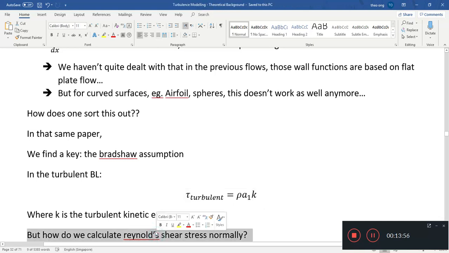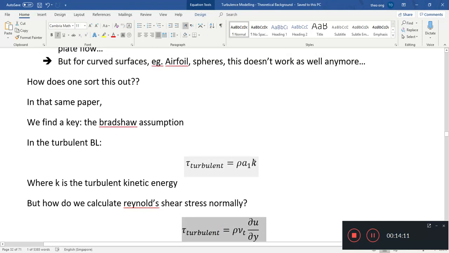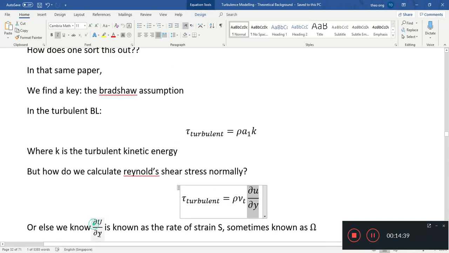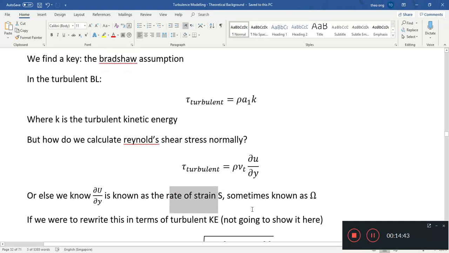Okay, so how do we actually calculate Reynolds shear stress normally in the kOmega baseline model, or the baseline blended model between kOmega and K epsilon? So this is normally how we calculate the Reynolds shear stress, where the turbulent shear stress is the dynamic viscosity, or the density times the kinematic viscosity, times some strain rate, which is du dy. Alright, this is the most simple one. So du dy is otherwise known as the rate of strain, S. Sometimes it's known as omega in the original papers, but there are some differences between this, and I'm not going to go into that here.